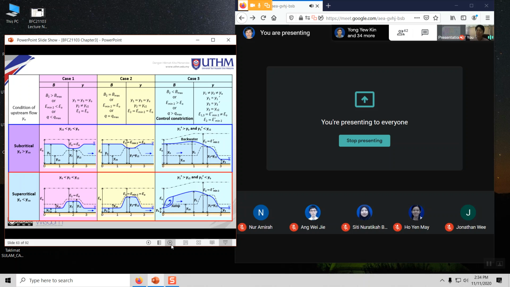For case 2, y1 also equals y0 and equals y3. And your y2 is equal to yc2. That means it's critical flow.